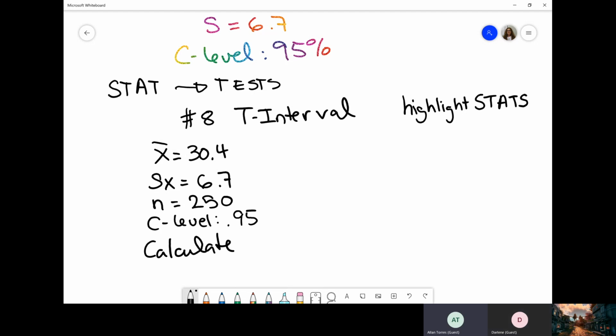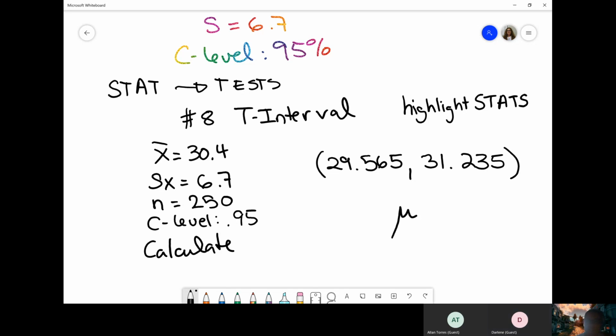All right, so now I have the numbers on top. In parentheses, you should have 29.565, comma, 31.235. Yep, that's what I got. So that is your confidence interval, and we have to write it like that.